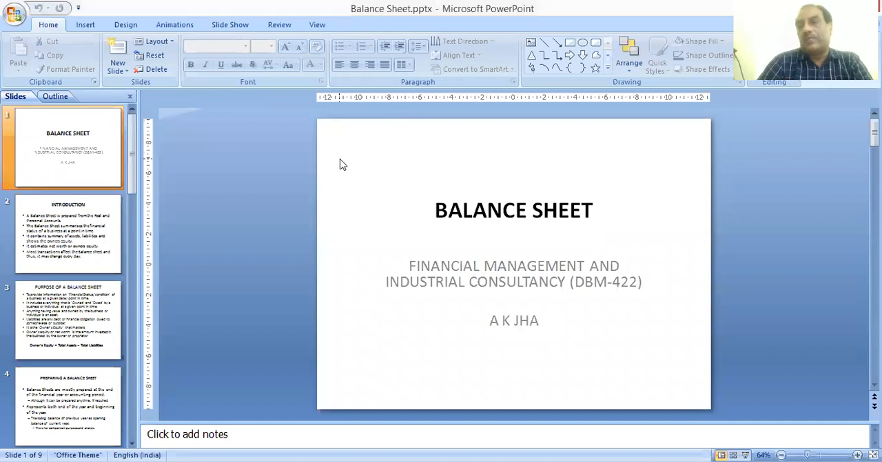So far we have studied the concepts of journal, posting in ledger, then trading account, and then preparing a trial balance. So after preparing a trading account, we prepare the trial balance, and then the next is the balance sheet. The trading account gives us the information about the gross profit and gross return.